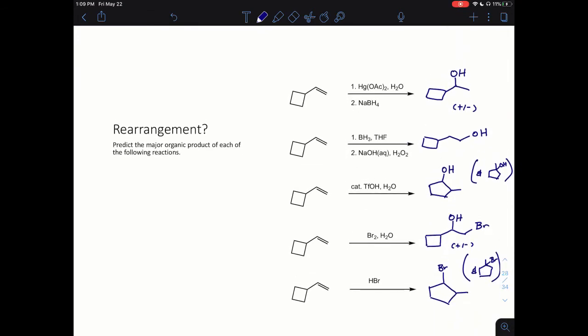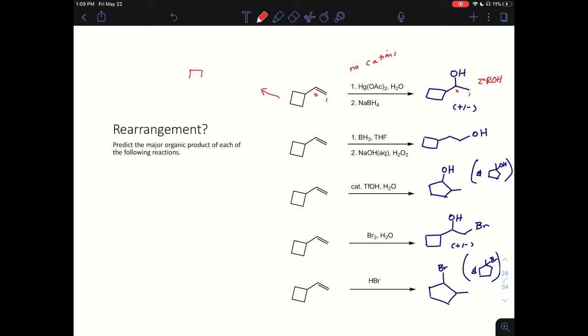In the first reaction, we have oxymercuration. Oxymercuration does give the most substituted alcohol made from the 2 carbons of the alkene without rearrangement. So we have the secondary alcohol, no rearrangement. This is because there are no cations.